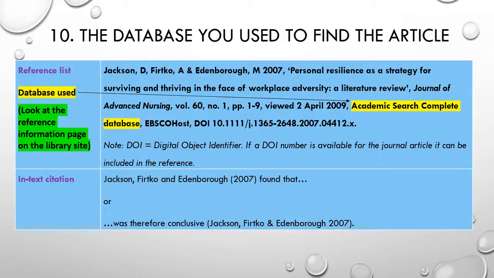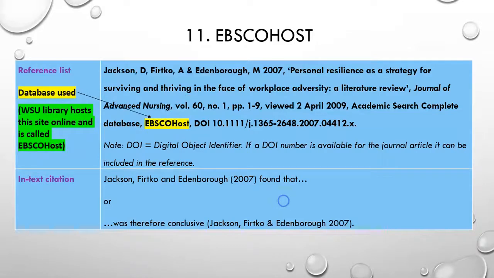After that, the 10th thing that we're writing here is the database that you used to find the article. So look at the reference information page on the library site, and it will tell you the database. Write the name of the database there. For this one, we used the Academic Search Complete database, so that's what we wrote. All of this information is sitting on the library website, and the Western Sydney University Library is the host, and the name of the Western Sydney Library host is EBSCOhost. So you need to put that there.